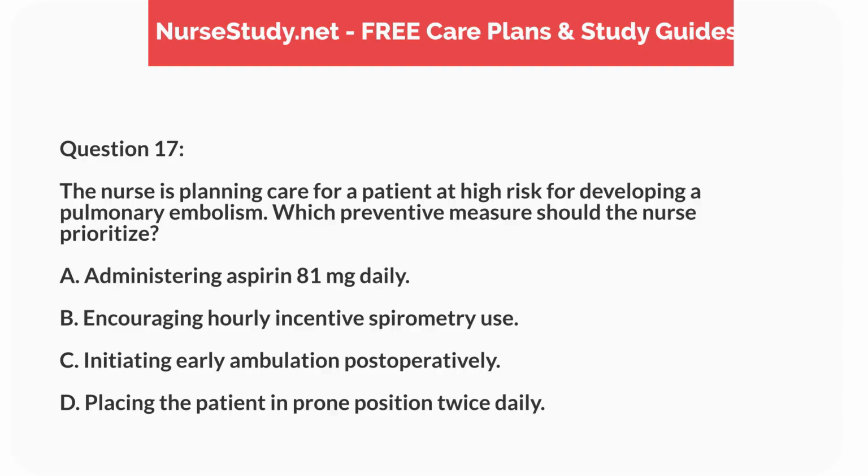Question 17. The nurse is planning care for a patient at high risk for developing a pulmonary embolism. Which preventive measure should the nurse prioritize? A. Administering aspirin 81 mg daily. B. Encouraging hourly incentive spirometry use. C. Initiating early ambulation postoperatively. D. Placing the patient in prone position twice daily.